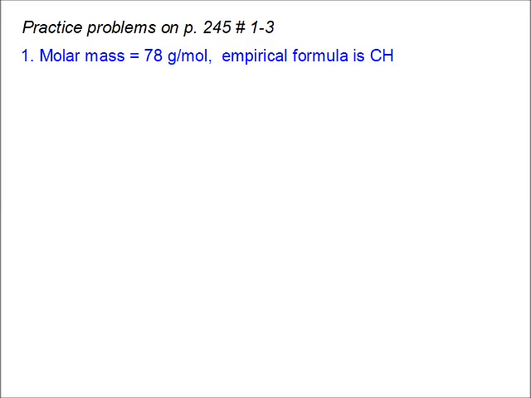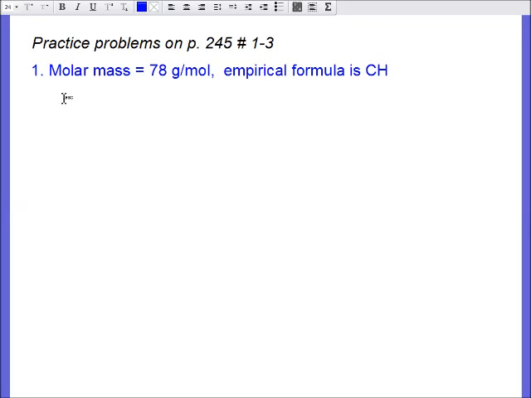We're going to do another example that we're going to do together here. On page 245 of your book, it tells you that the compound has an experimental molar mass of 78 grams per mole. Its empirical formula is CH. What is the molecular formula? Well, first step is to write down what we know, which I did that for you already, 78 grams per mole. Empirical formula is CH.